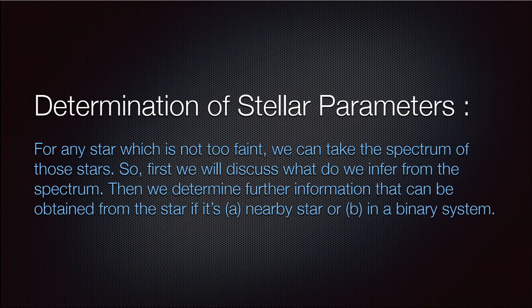First is the determination of stellar parameters. For any star which is not too faint, we can take the spectrum of that star, and by matching those spectra, we can find out various quantities such as temperature or composition and so on. Afterwards, we will determine how we can do it for a nearby star and for binary systems of stars. Next slide.